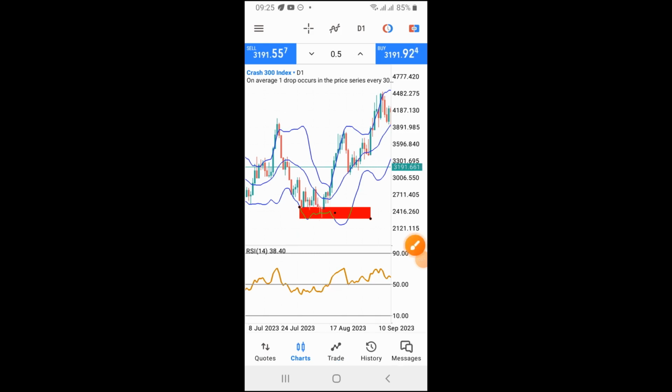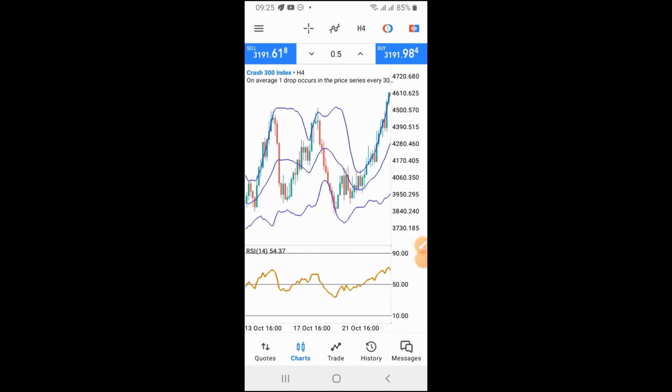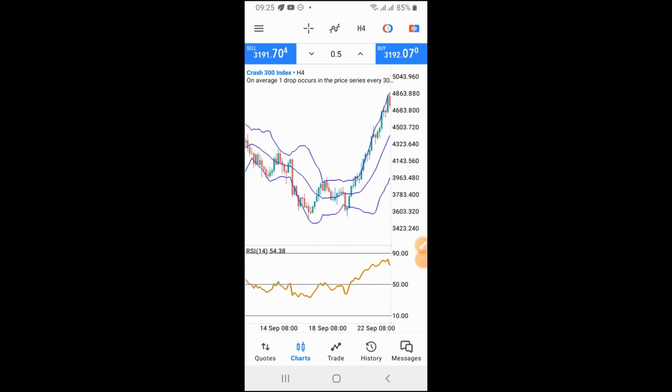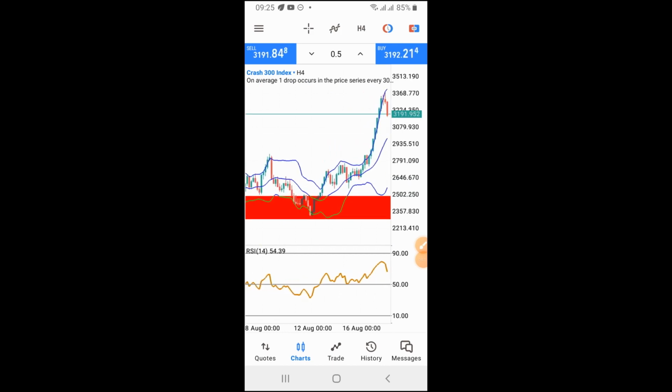Now if it goes to your 4-hour time frame, let me go to the 4-hour time frame. Let's locate that particular place that we marked. All right, this is the place here. Look at what I'm saying, guys.